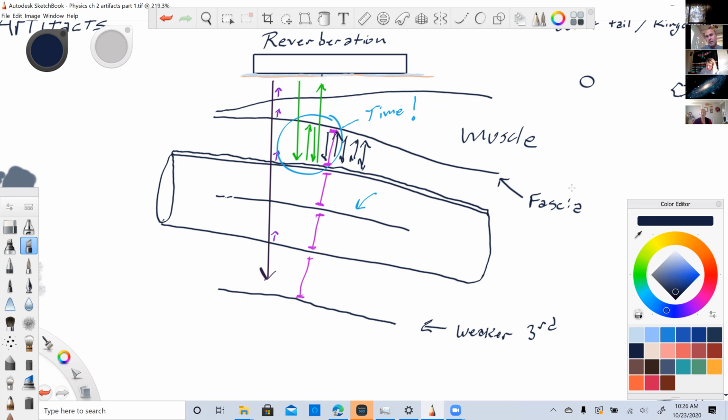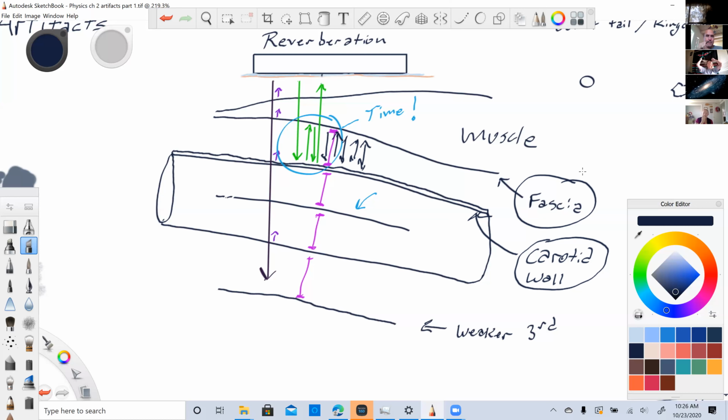And by the way, I've drawn fascia and carotid wall because they both are very good at reflecting sound. And if you hit them just right, they really reflect sound.